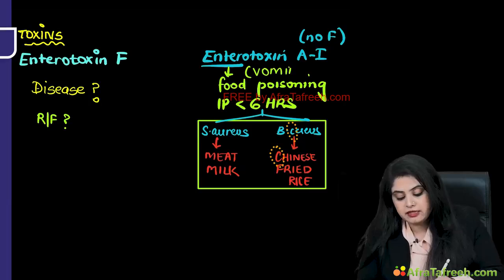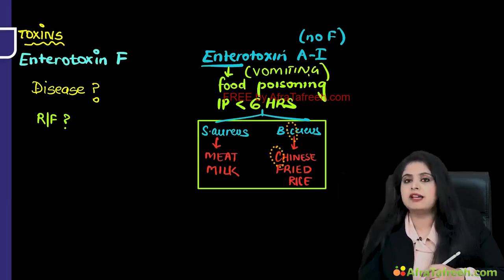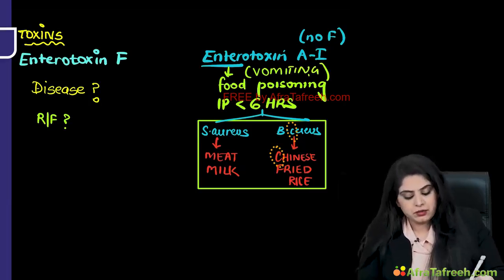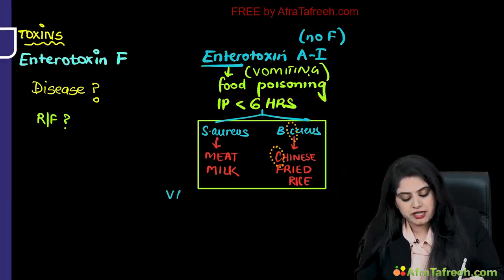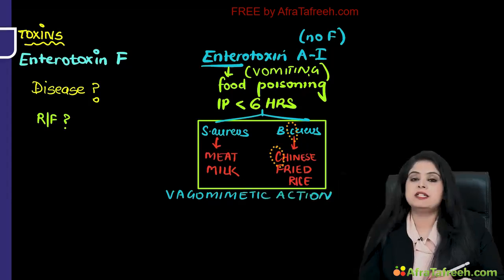This is not the diarrheal food poisoning that I'm talking about. So why is there vomiting that has happened? Remember, there is stimulation of the vagus. There is a vagomimetic action that both of these things do, and thus the patient has vomiting.